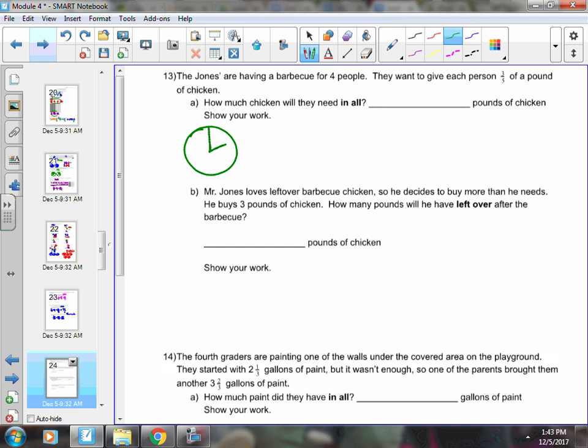And cutting things into fifths, again, is hard. So don't worry if your pieces aren't perfect, because we're not comparing anything. So it's okay if your pieces aren't perfect. I'm going to show this mathematically as well. Okay, so 4 people. Here's one person.